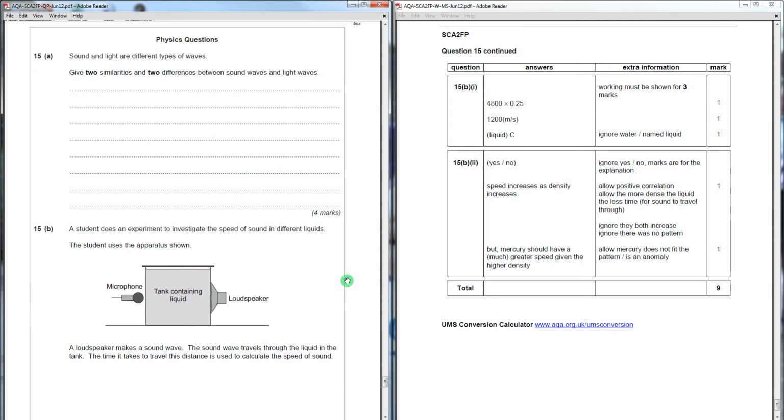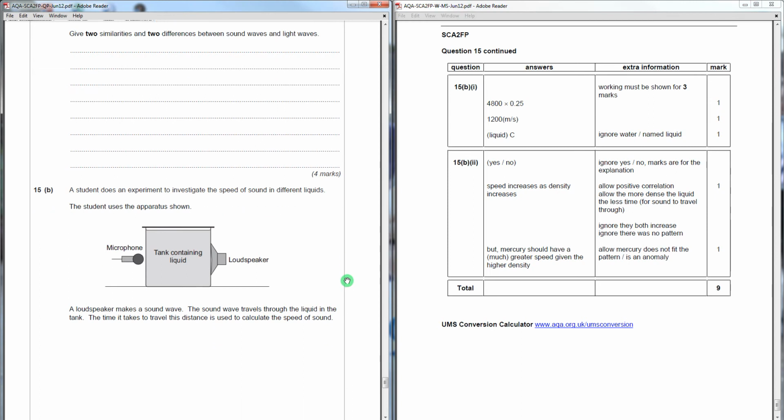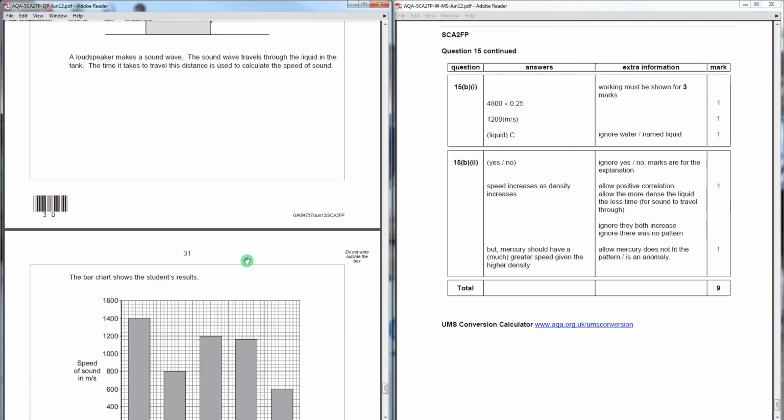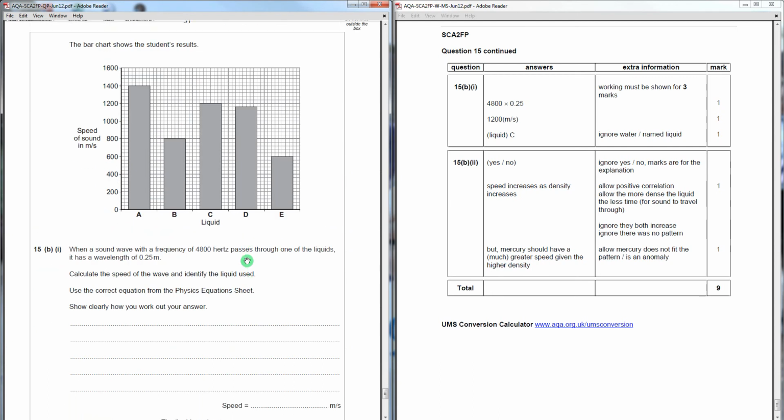Right, then it moves on to talk about an experiment. So there's a microphone with the sound wave travelling through a tank with some liquid in it, from the loudspeaker. Okay, and we get some results.